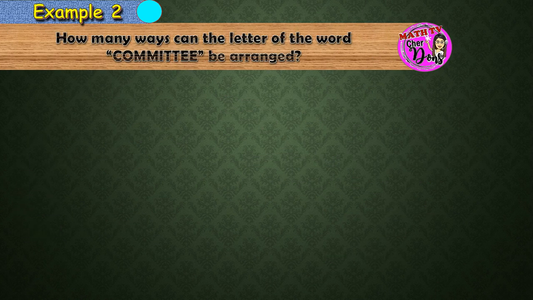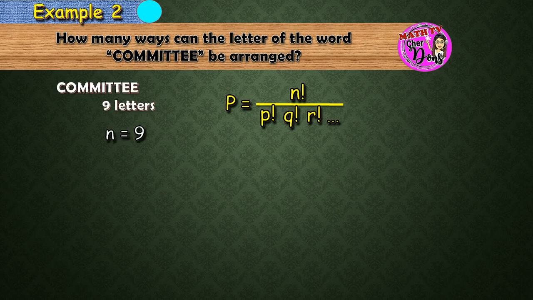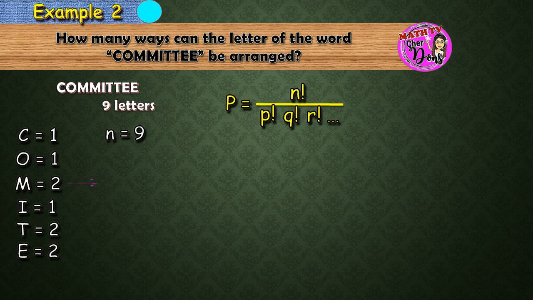Example number 2. How many ways can the letters of the word committee be arranged? Our formula is equal to n factorial divided by p factorial times q factorial times r factorial, and so on. The word committee has 9 letters. The value of n is 9. Let us count the letters to find out how many repeated letters we have. 1 c, 1 o, 2 m, 1 i, 2 t, 2 e. 2 m is your p, so p is equal to 2. 2 t is your q, so q is equal to 2. 2 e is your r, so r is equal to 2.